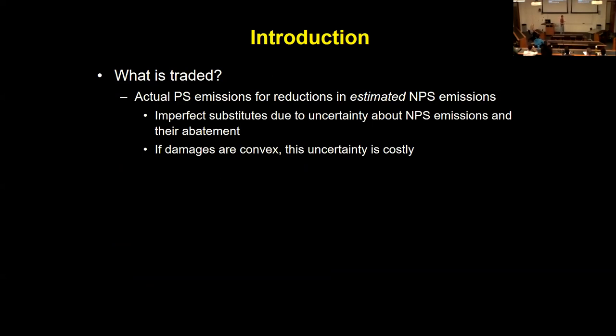And so what is actually traded is actual point source emissions for reductions in estimated non-point emissions. They use mathematical models to predict if you change certain practices on your land, what is that going to translate into in terms of mean emissions from your land? And the trades are based on this. Now, these are imperfect substitutes. You're not trading the same thing. Actual emissions versus mean estimated emissions. If damages are convex, the uncertainty associated with non-point emissions and their abatement is really costly.